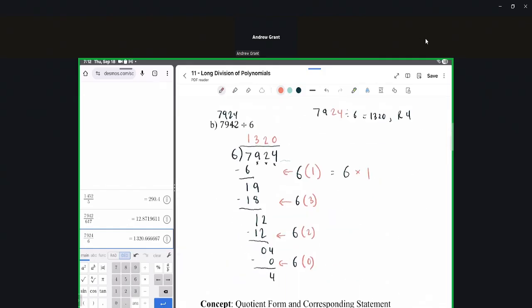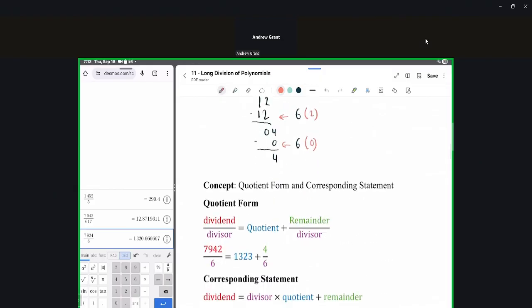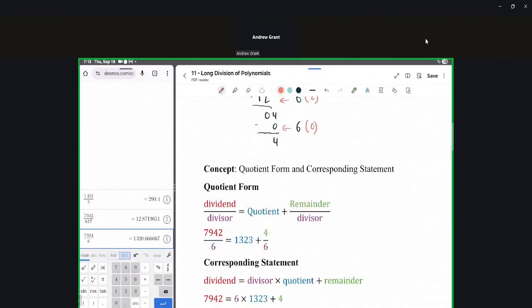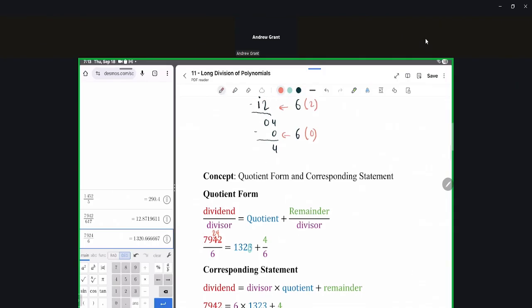Okay, so we have a concept. We alluded to this earlier. And unfortunately, now that I've wonderfully done this, I got to change this up slightly. So there's something called quotient form. Quotient form says if you have the dividend divided by the divisor, that's equal to the quotient plus the remainder over the divisor. So this is what quotient form would look like.